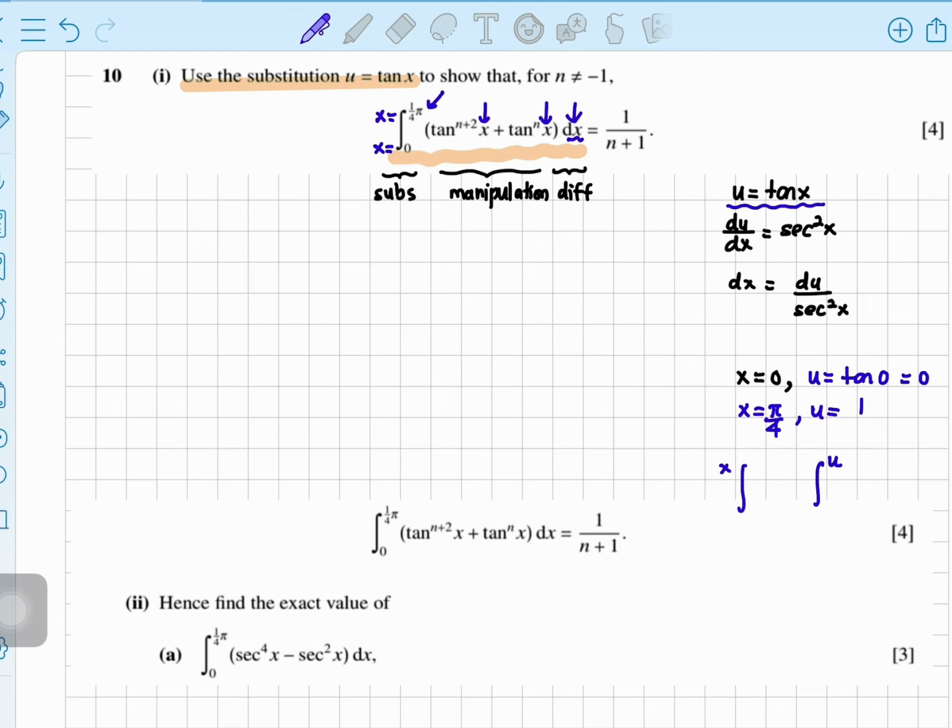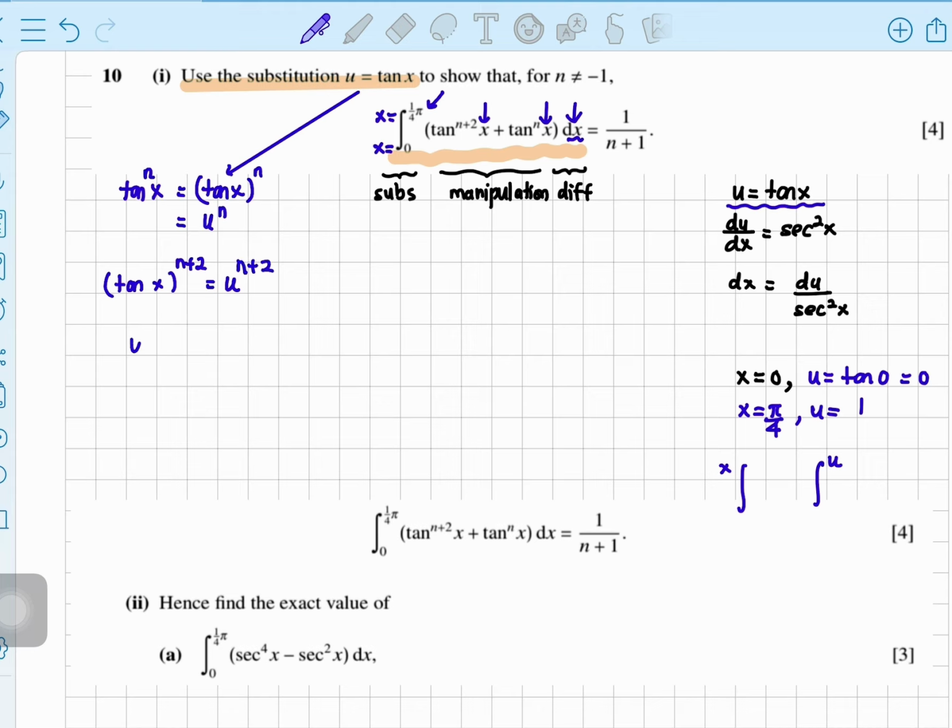Okay. Now let's go to the middle part. What is happening in the middle part? They are giving me tangent x, and then there is an n up here. What is the meaning of this? This is just tangent x to the power of n. I'm sure you are aware of this. So what is tangent x? You substitute, and you get u to the power of n. Next, let's do the same for the other term, tangent x to the power of n plus 2. So I'm going to get u to the power of n plus 2.